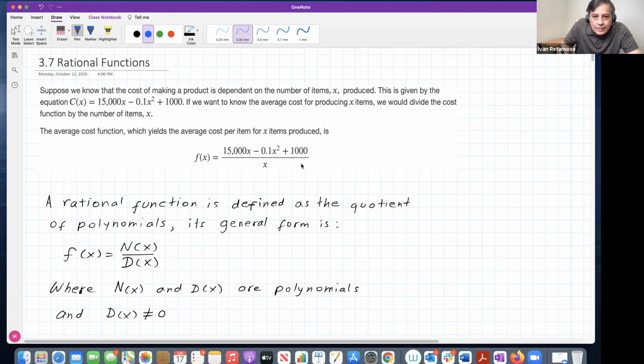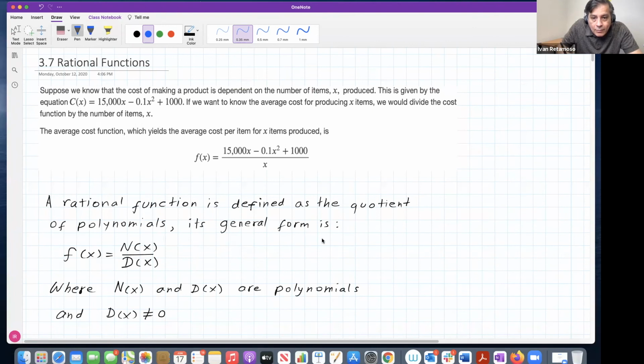So mathematicians notice that this happens a lot, that when we do modeling, we may have to take two polynomial functions and divide them, so we will end up with this type of function, right? They studied this deeply and they call them rational functions, because they resemble rational expressions, fractions. A rational function is defined as the quotient of polynomials.